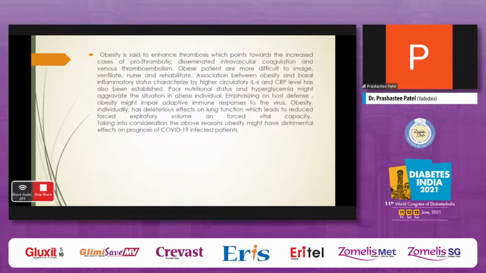Association between obesity and basal inflammatory status characterized by higher circulatory IL-6 and C-reactive protein levels has also been established. Poor nutritional status and hyperglycemia might aggravate the situation in obese individuals. Emphasizing the host defense, obesity might impair adaptive immune response to the virus. Obesity individually has deleterious effects on lung function, which leads to reduced forced expiratory volume and forced vital capacity. Taking into consideration the above reasons, obesity might have detrimental effects on prognosis of COVID-19 infected patients.